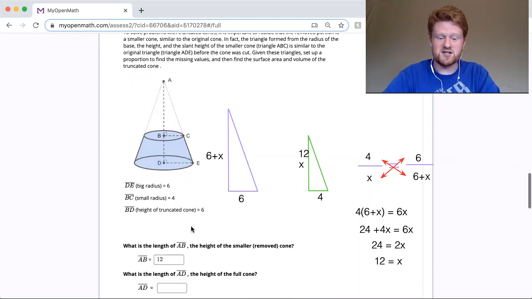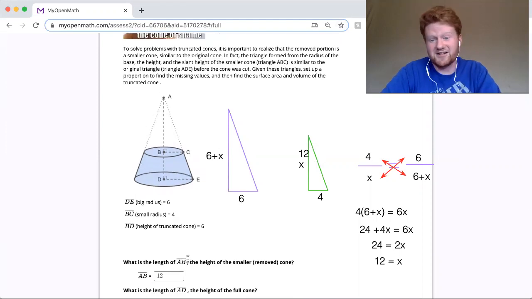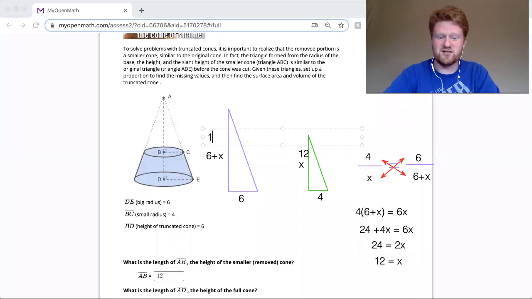The next question is what is the length of AD, the height of the full cone? That's just asking what is the height of this purple triangle. And that's 6 plus x. We know x is 12. 6 plus 12 is 18. So that will be 18.